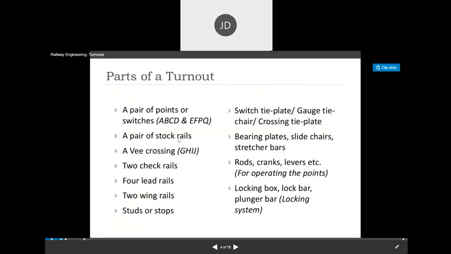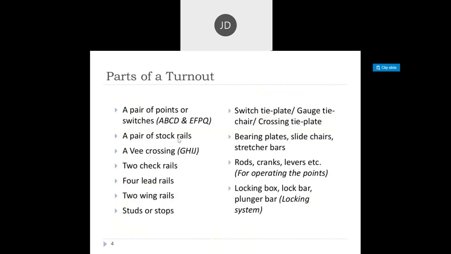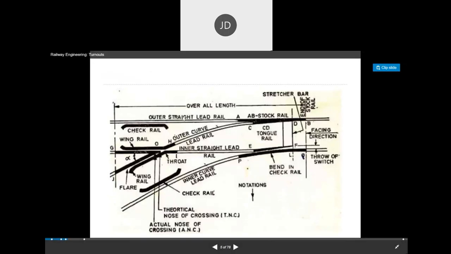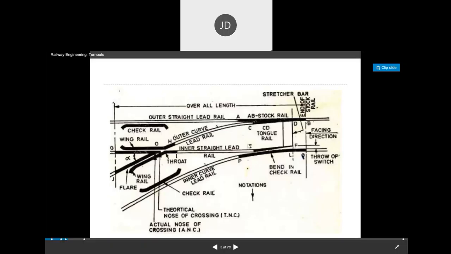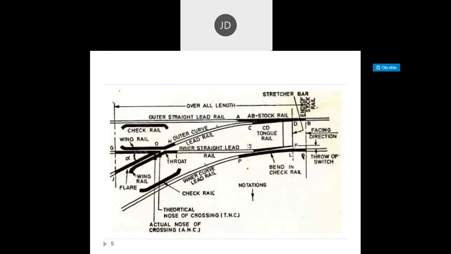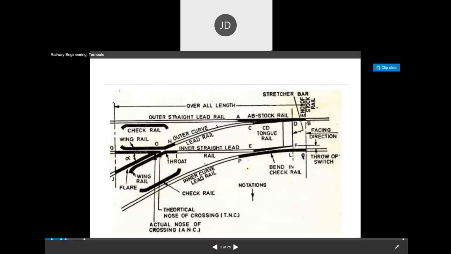A pair of stock rails. Regarding stock rails, I already mentioned that stock rails or permanent rails are the fixed rails. Here you can see how many stock rails there are. I already mentioned in the last class that they are running rails immediately alongside a switch rail, so that the switch rail can be laid. So they are the stock rails basically, or lead rails.